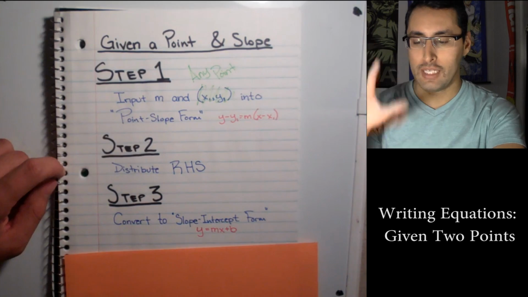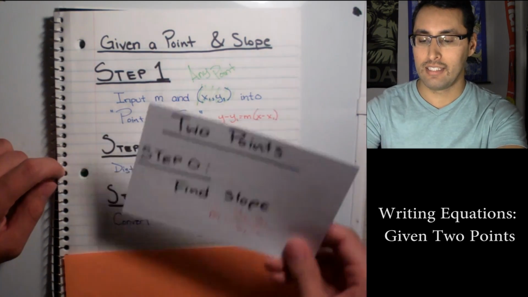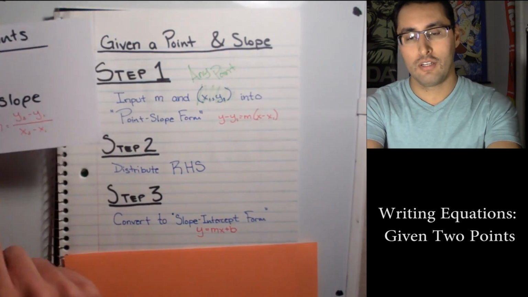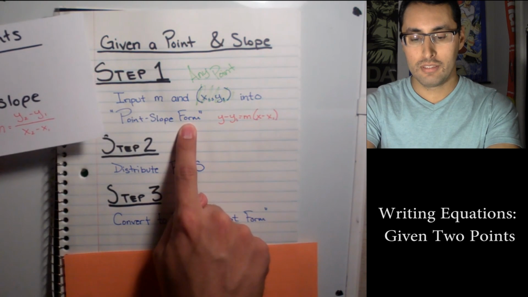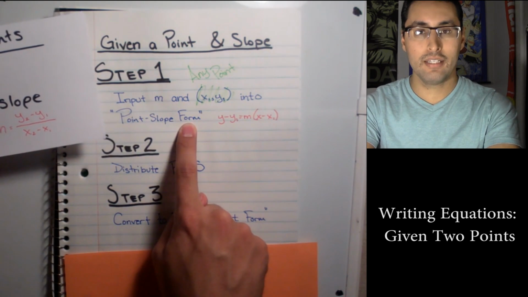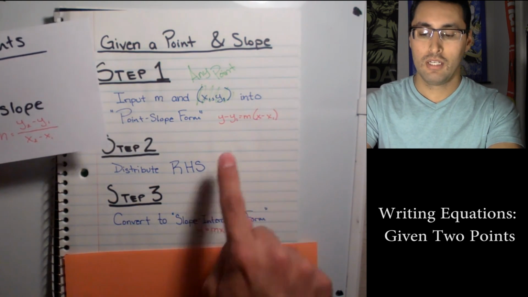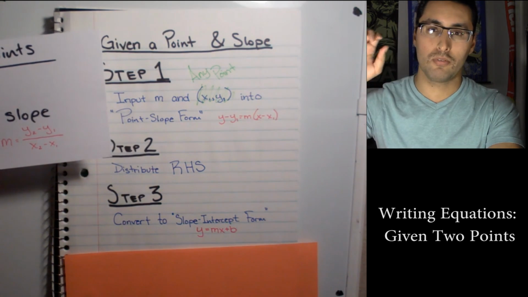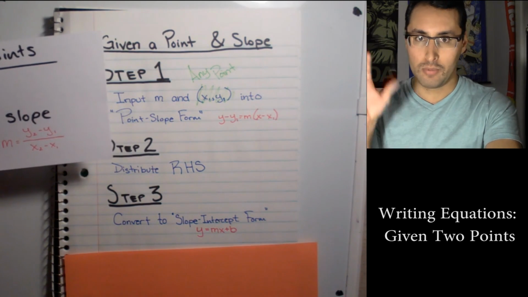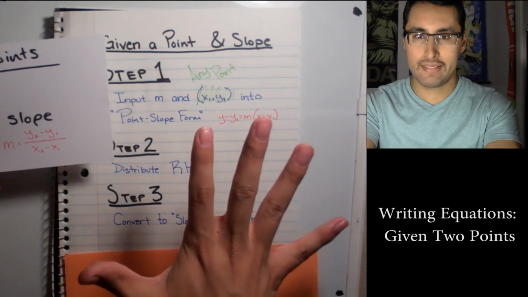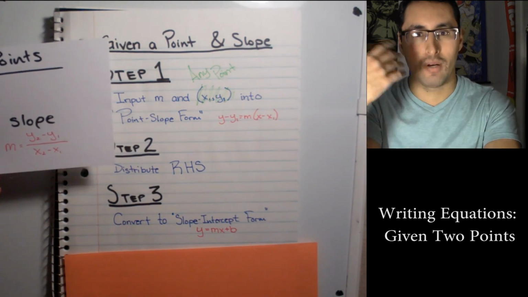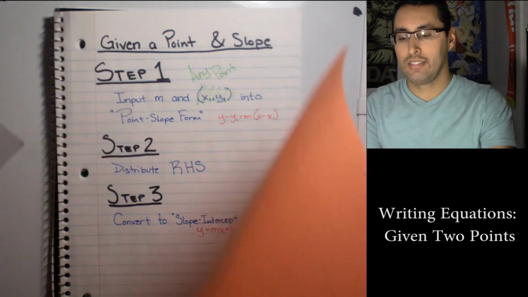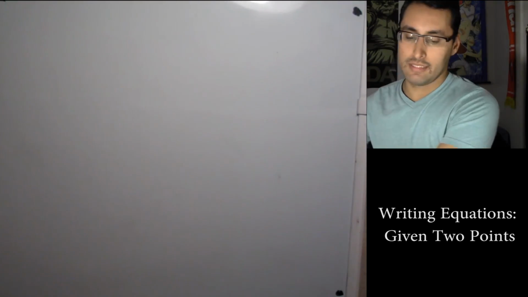So keep that in mind. It is these steps right over here. So first, find the slope, put m and any point into point slope form, use the distributive property on the right hand side, and convert to slope intercept form. You might want to write that down, so pause it, write it down on a separate sheet of paper while I go through these examples. So let's put that off to the side.